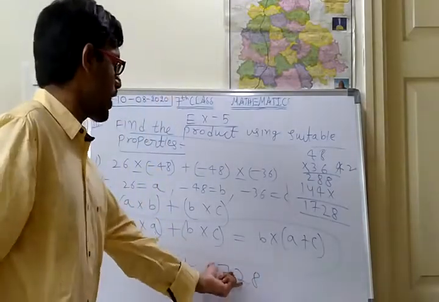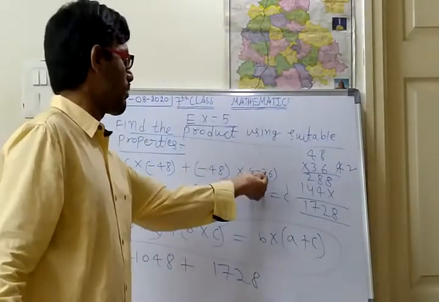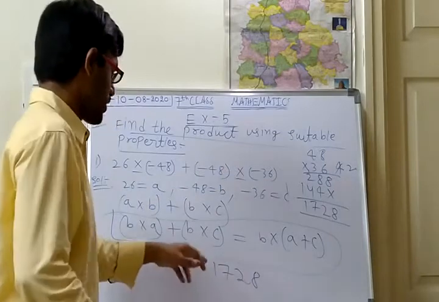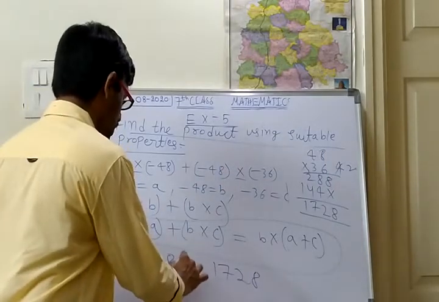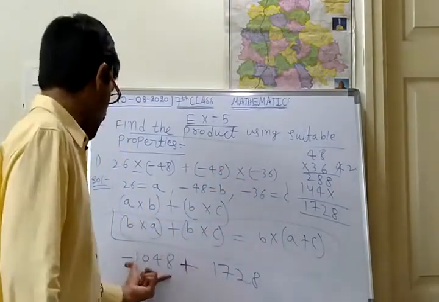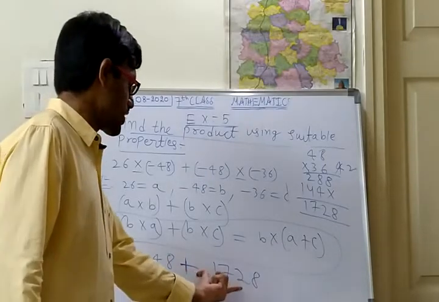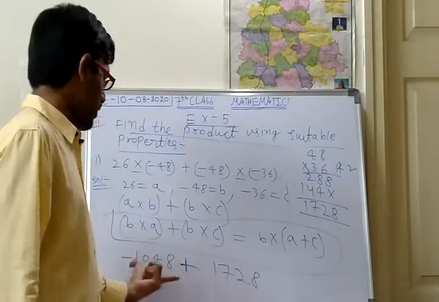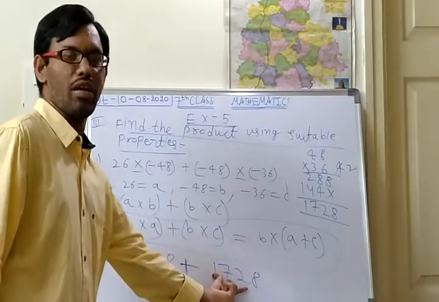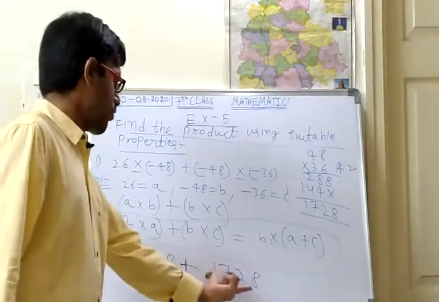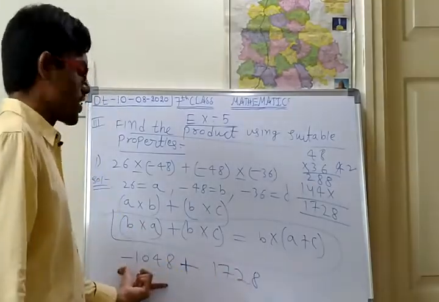So 48 into 36 is 1728. But here the minus symbol is a minus symbol. Minus into minus is plus only. So this is the result: minus 1048 plus 1728. Which is the bigger number? Obviously 1728 is the bigger number. So now plus 1728 minus 1048.